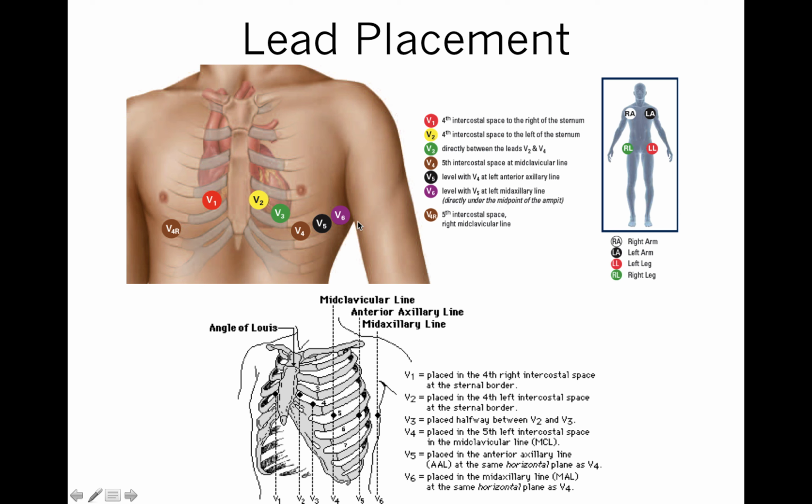The rest of the precordium leads are placed according to the instructions over here, where V6 is placed at the mid-axillary line. The limb leads are placed exactly where they're labeled: the right arm, right leg, left leg.